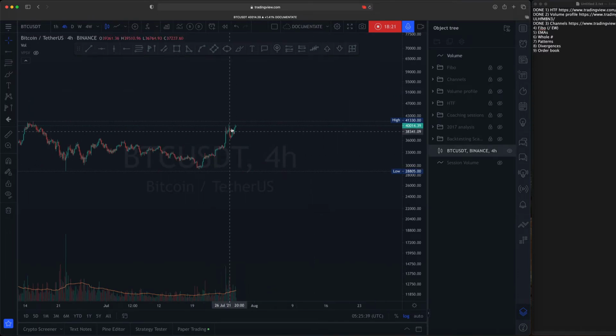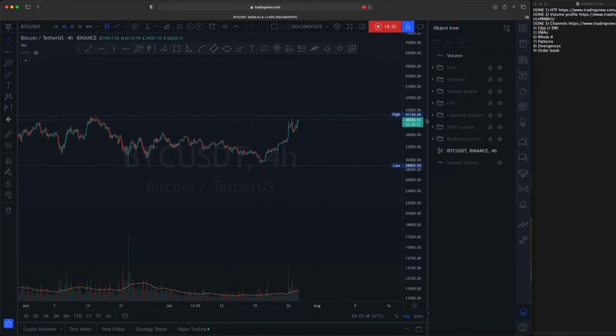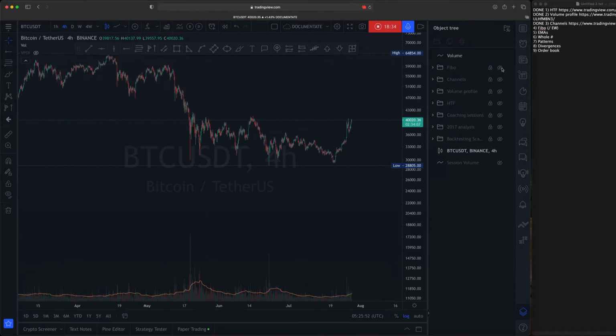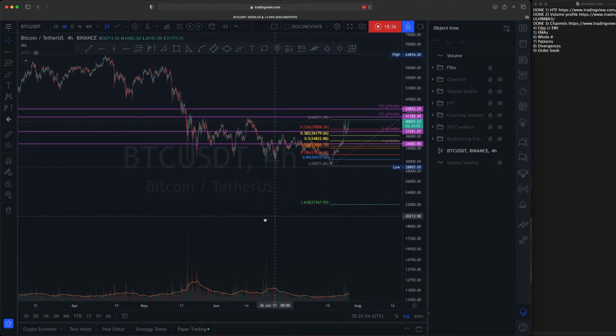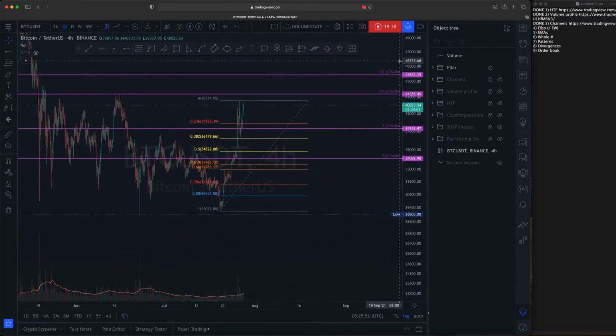1, 2, 3, 4, 5. It will go up, or... yeah, it doesn't matter for now. Okay, I will just enable this and take another screenshot of these levels right here.